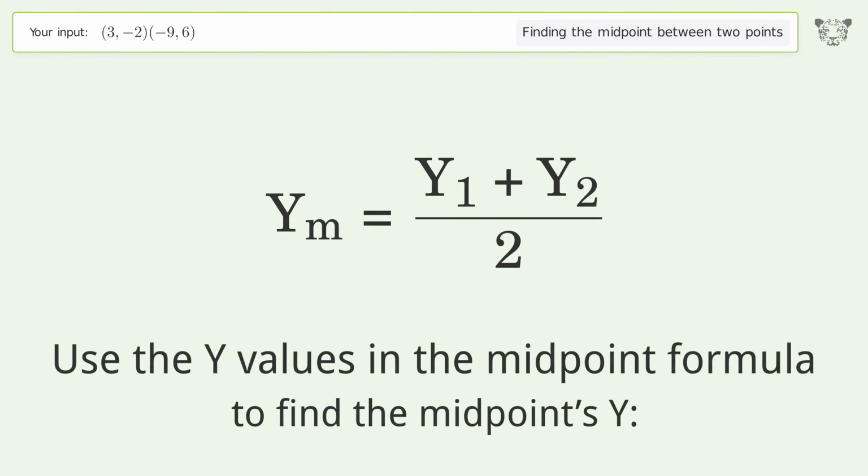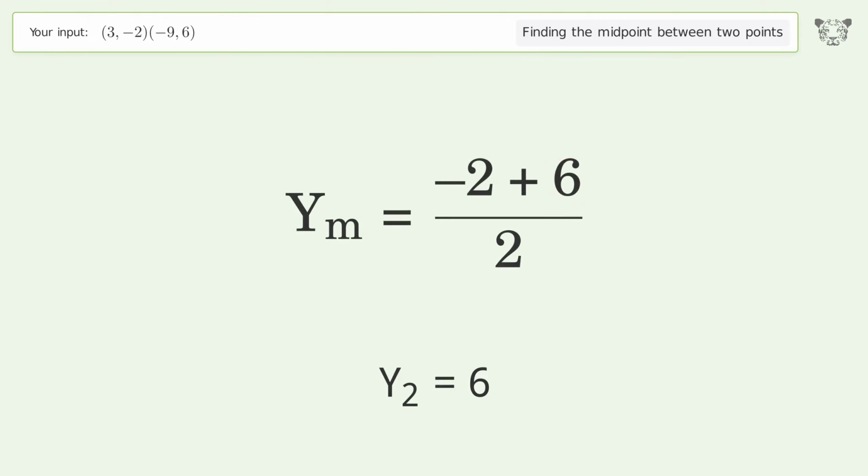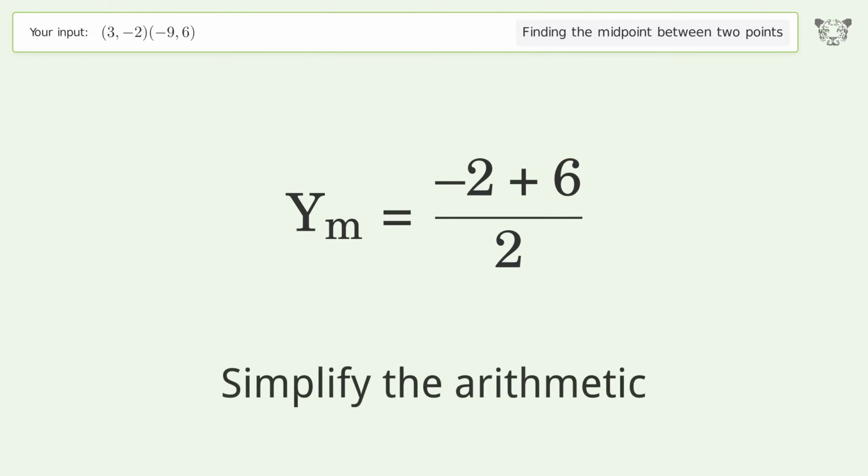Use the y values in the midpoint formula to find the midpoint's y. y1 equals -2. y2 equals 6. Simplify the arithmetic.